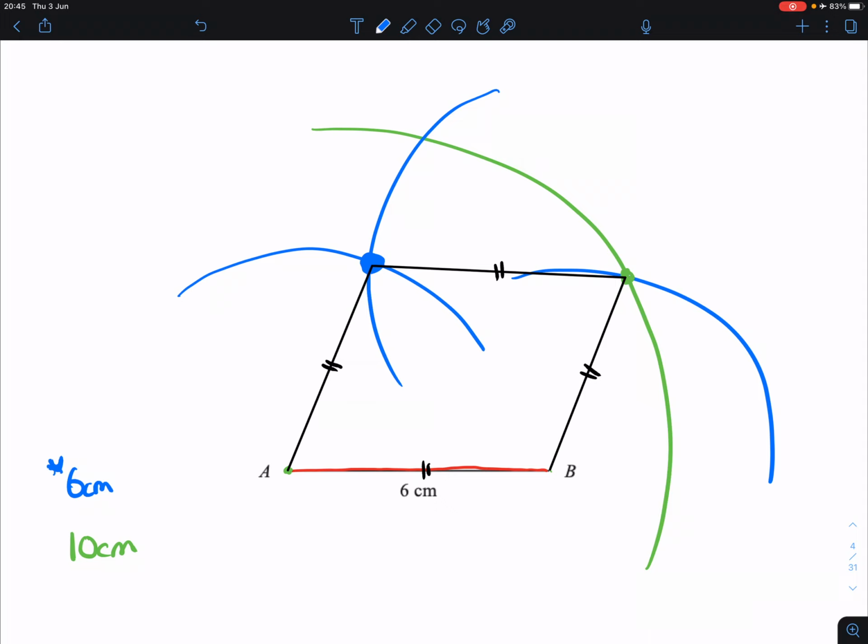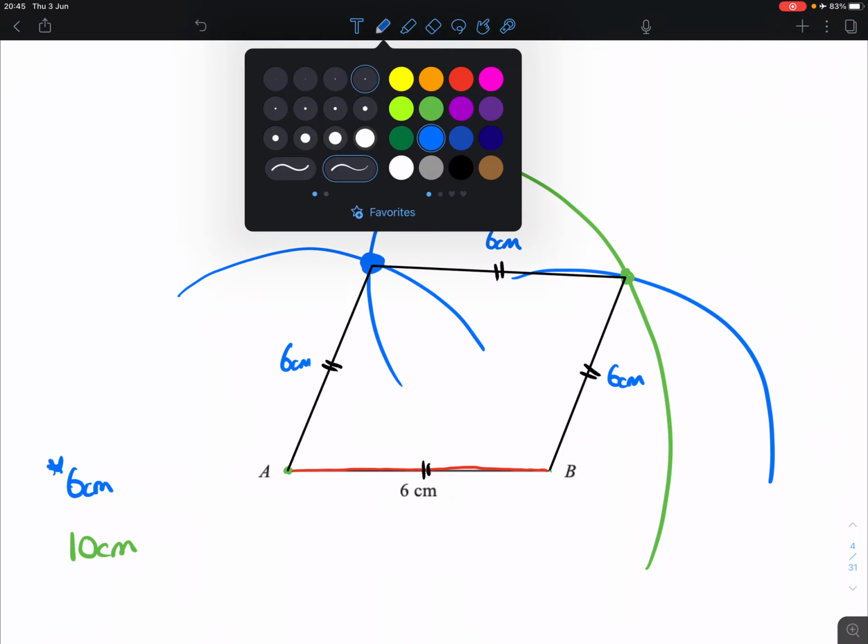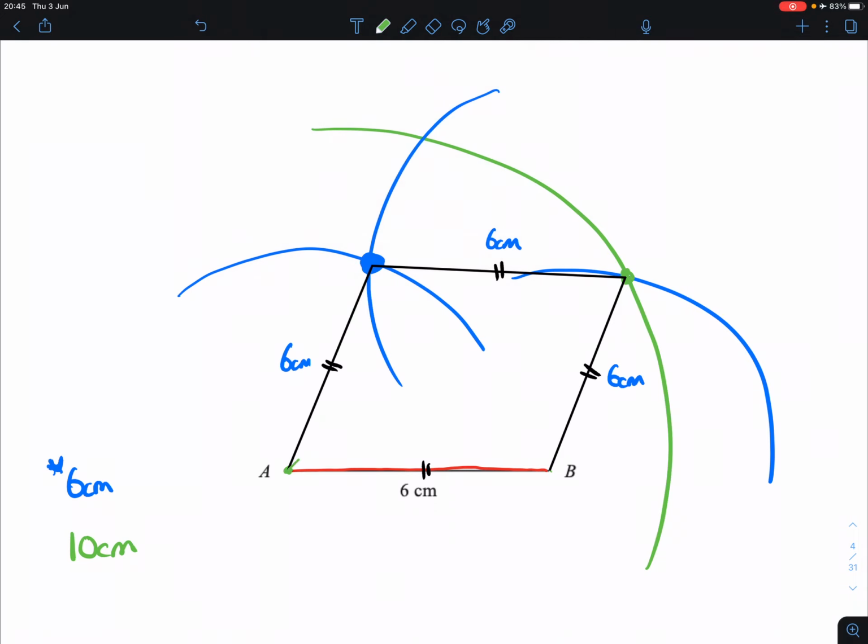In any case, if you've drawn all of the arcs and all of the points accurately, then you will have a rhombus with 4 lengths, all 6 centimeters, which of course you can check with your ruler afterwards, but if you've drawn the arcs properly, then it should be 6 centimeters long for the blue ones. And then you, of course, have this length here. You don't need to draw this, but you'll have that diagonal there is 10 centimeters. Done.